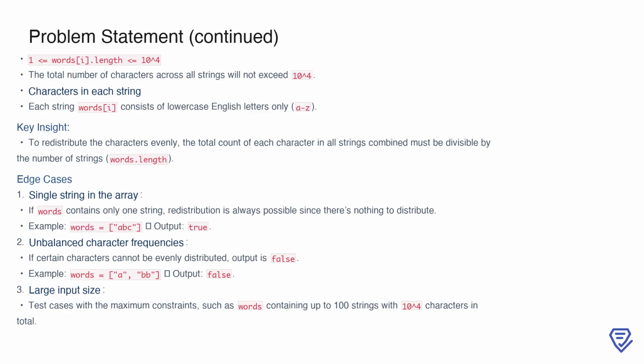If the array contains only a single string, redistribution is always possible because there's no splitting required. On the other hand, if certain characters appear with unbalanced frequencies that cannot be evenly distributed, the output will be false. Finally, the solution should also handle cases with large input sizes, where the constraints are pushed to their limits.